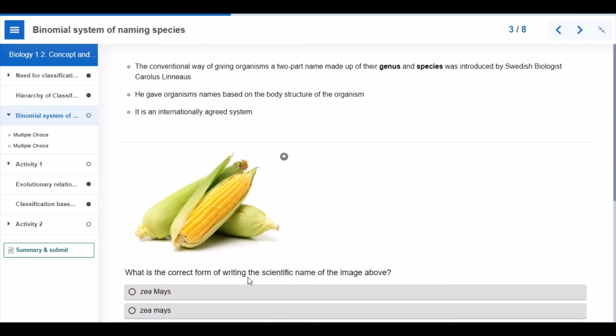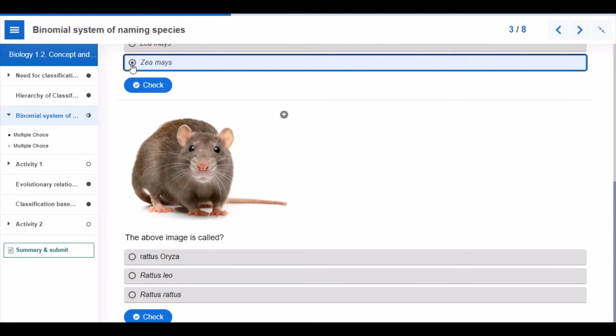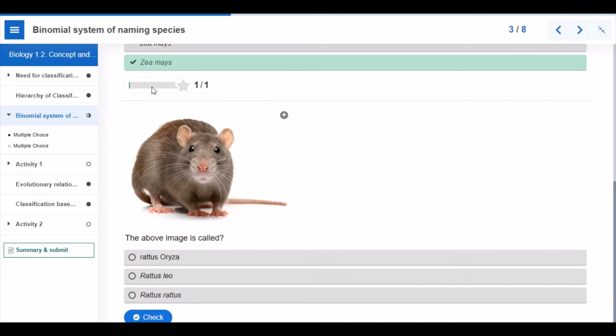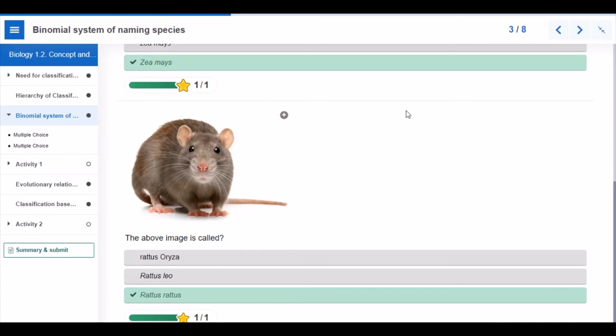What is the correct form of writing the scientific name of the image above? The correct form of writing the scientific name of corn is Zea mays, with the Z starting with a capital and the m in lowercase. Let's check. We have another organism here, the rat. It is called Rattus rattus, and this should be the correct spelling. Check.